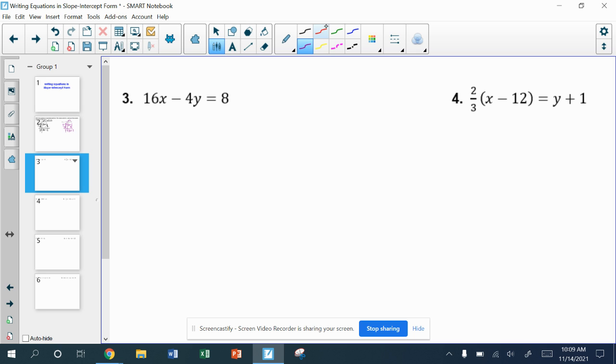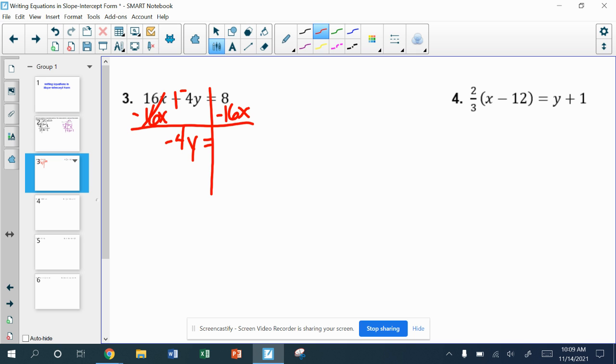Number 3, we need to get the y by itself again. I would say if you're making mistakes sometimes with negatives, I would change this with a keep, change. Sometimes people see the subtraction and they think, well, to get rid of subtraction, I'm going to add. So they would add 16x to both sides, but it's already a positive 16x. I really need to subtract 16x from both sides. So I have a negative 4y.